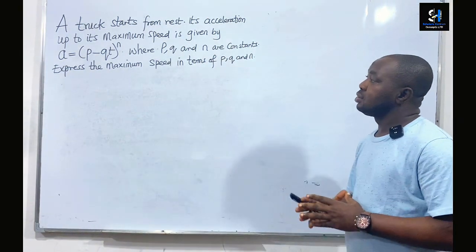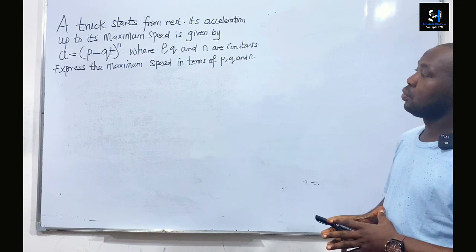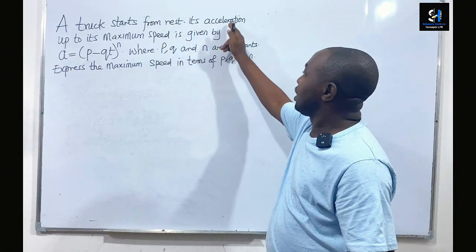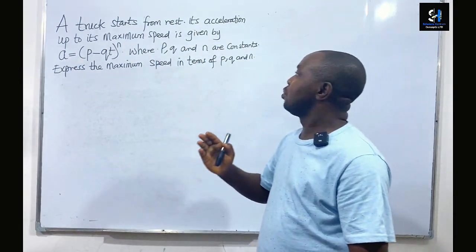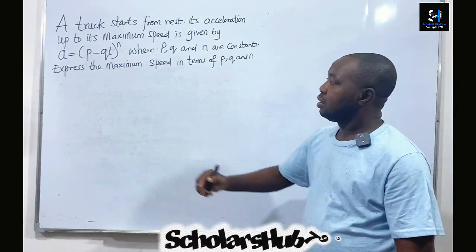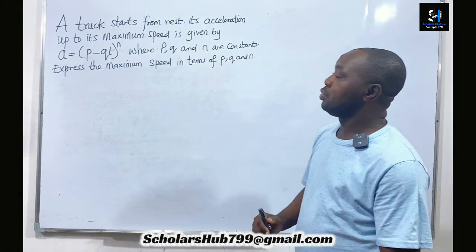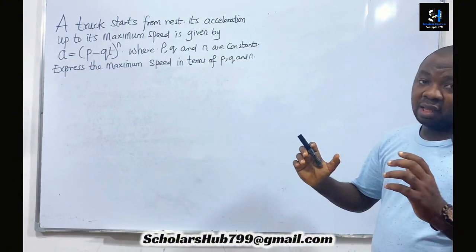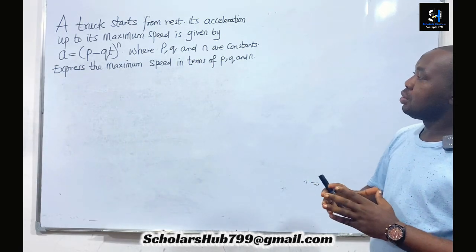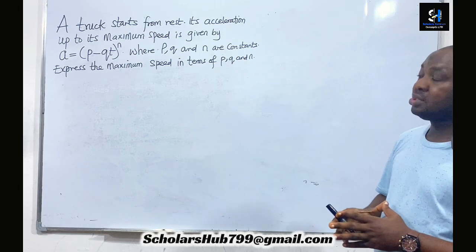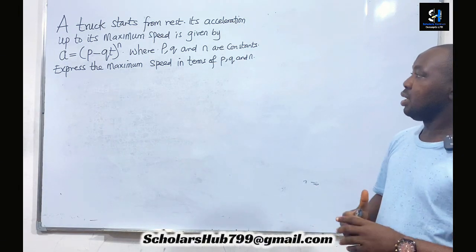Let's solve this challenge physics question on the board. A truck starts from rest. Its acceleration up to its maximum speed is given by a equals (P minus Qt) raised to the nth power, where P, Q, and n are constants. Express the maximum speed in terms of P, Q, and n.